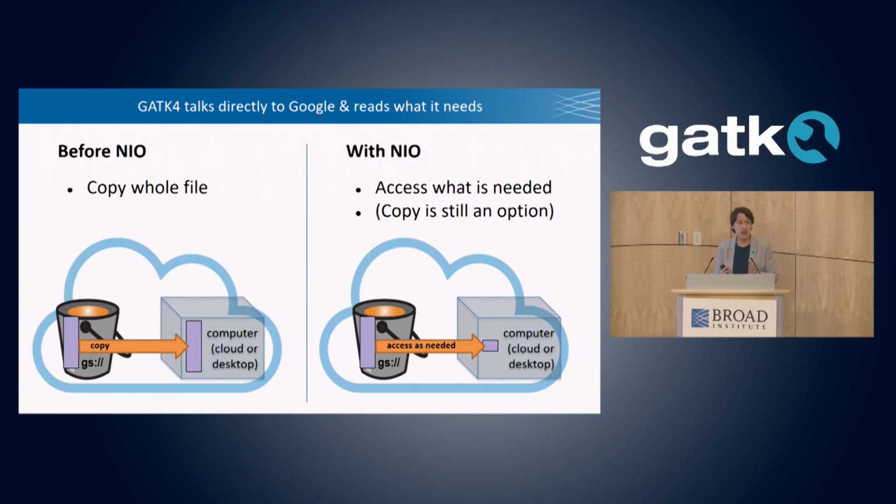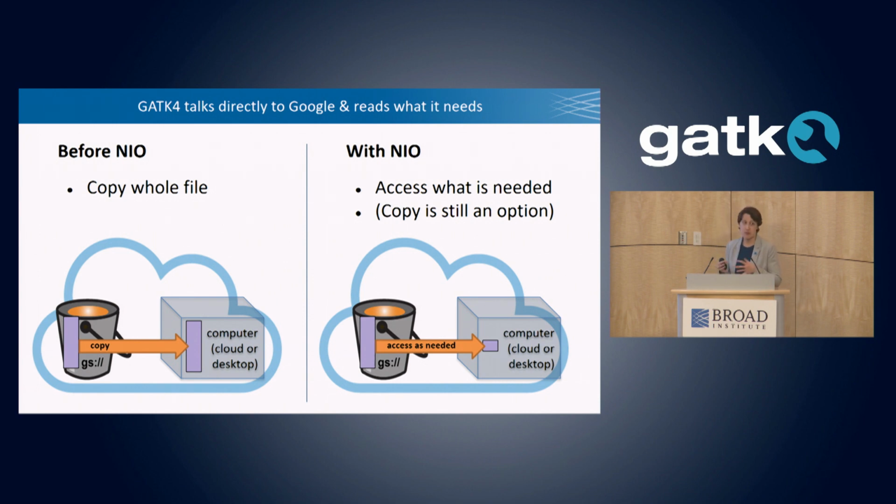NIO is a feature that allows GATK4 to talk directly to Google Storage. In the normal way of running GATK on a cloud platform, or on any platform really, you need to have the file available on a hard drive locally to be able to compute on it.